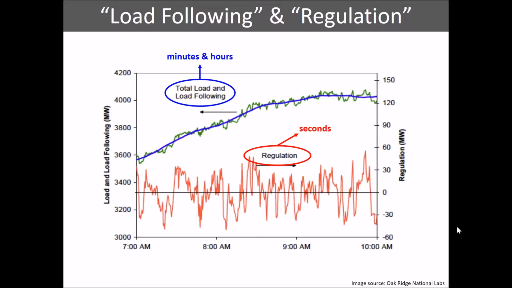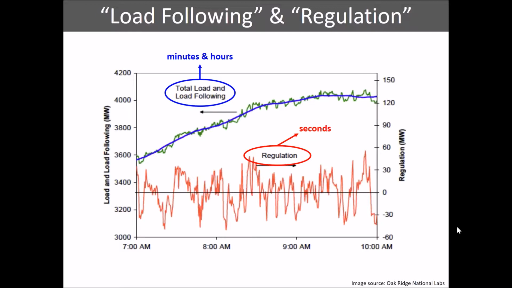There are two charts here, basically. There's a blue curve, which is what it's called load following, which is showing demand going up gradually over a period of hours. That's referring to the scale on the left. So it's going up from just over 3,500 megawatts up to more like 4,000 megawatts over a period of, in this case, 4 hours.